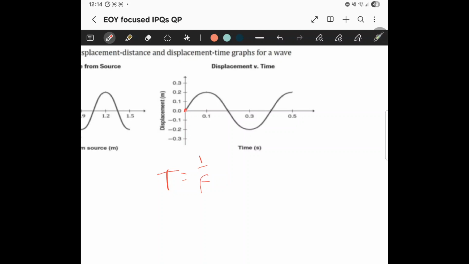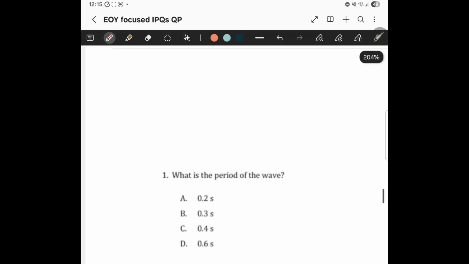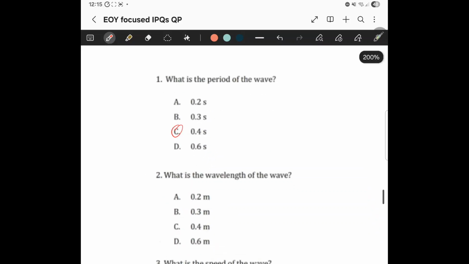Because you can use the graph. This is the reason I mentioned this graph. The period is one complete wave. That finishes right here. The period, no need for the formula. If I asked for the frequency, I'd use the formula. So displacement, time, here to here, that is one complete wave, and that's 0.3, 0.5, that must be 0.4. So the answer to that question must be 0.4 C.